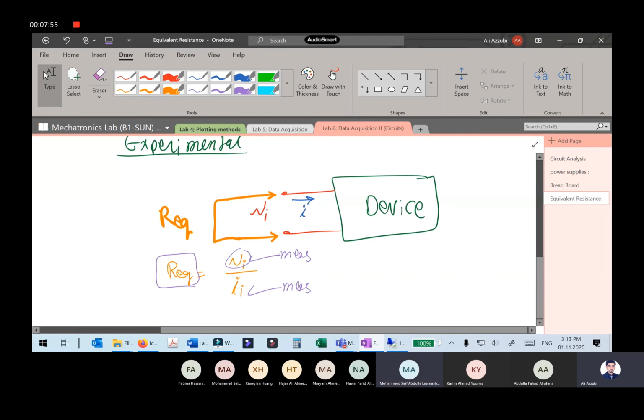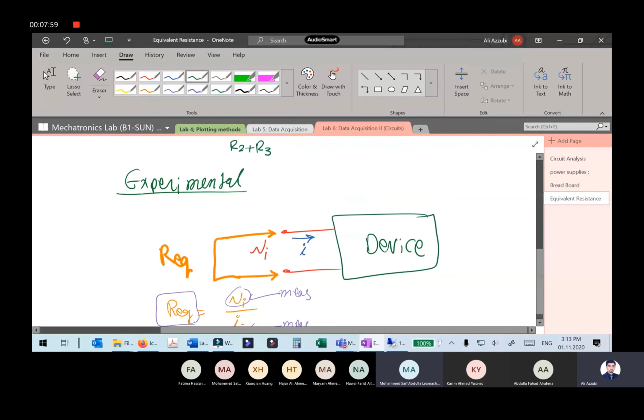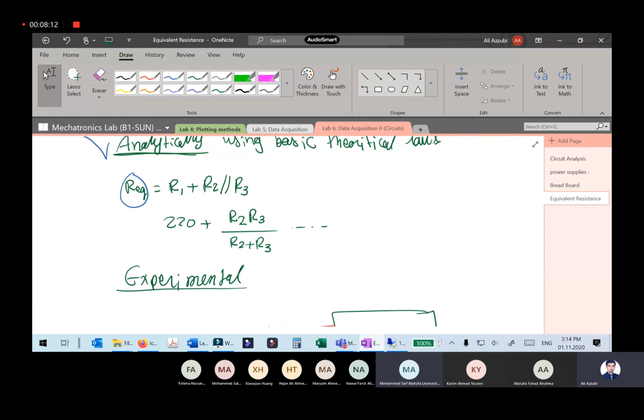Doctor? Yes. It will be the same if we find each resistor with the measured voltage and measured current for each resistor, and do the same as we did in the previous equation, which is R1 plus R2 parallel with R3.